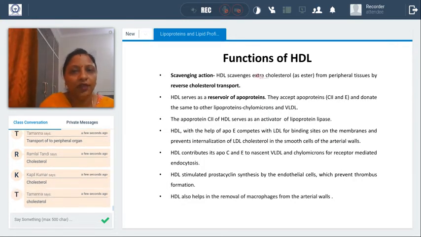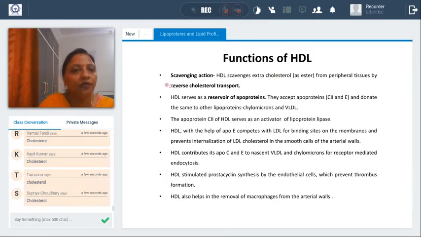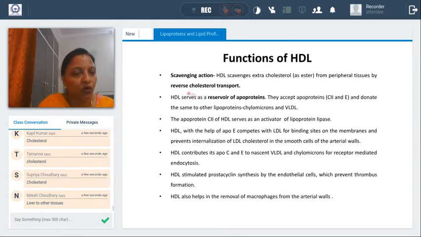What are the functions of HDL? You can see here the first important function is scavenging action. HDL scavenges extra cholesterol or cholesterol ester from peripheral tissue by reverse cholesterol transport. So what is the definition of reverse cholesterol transport? Please write in the box.